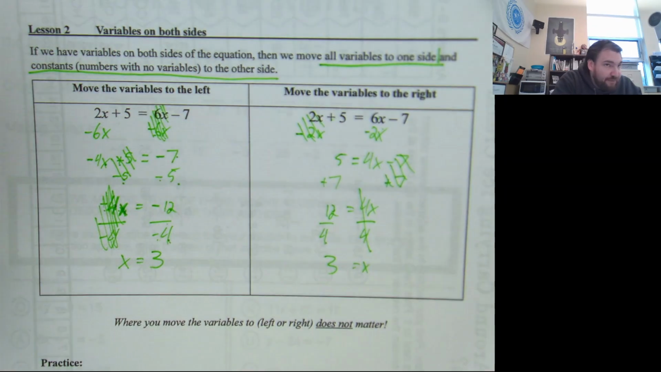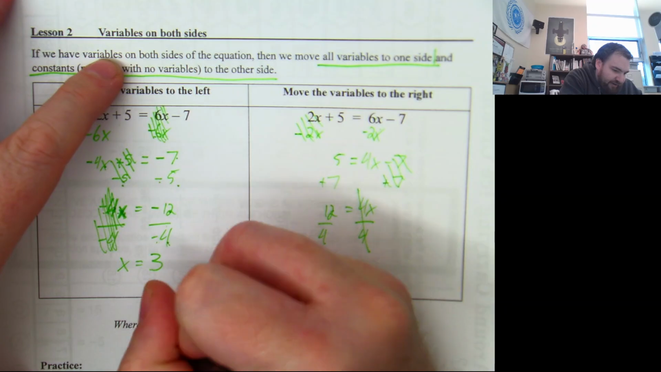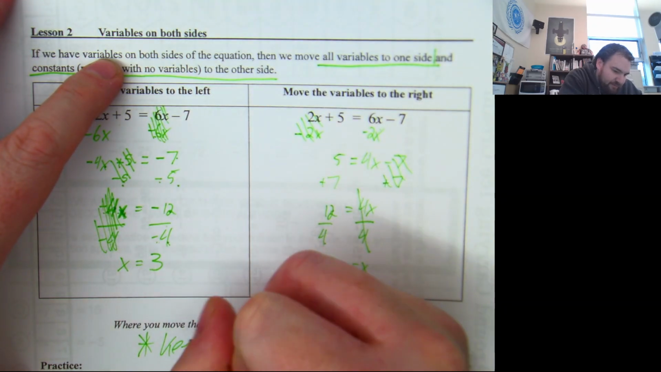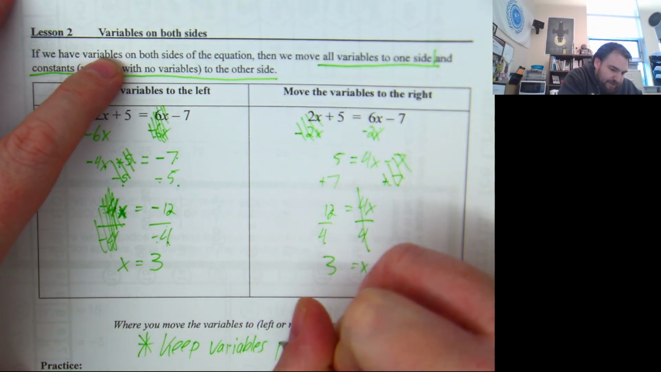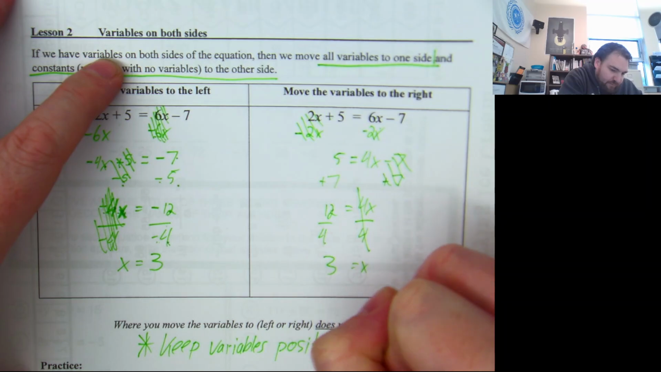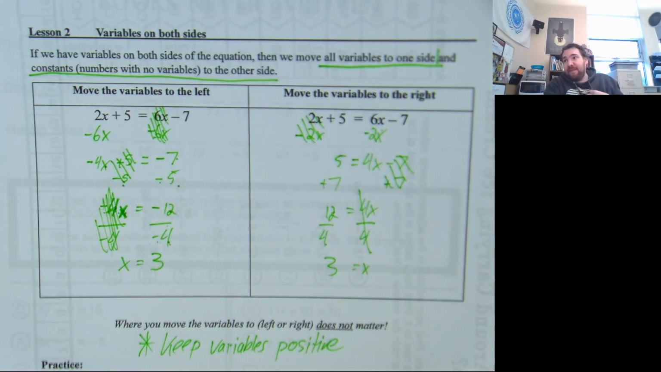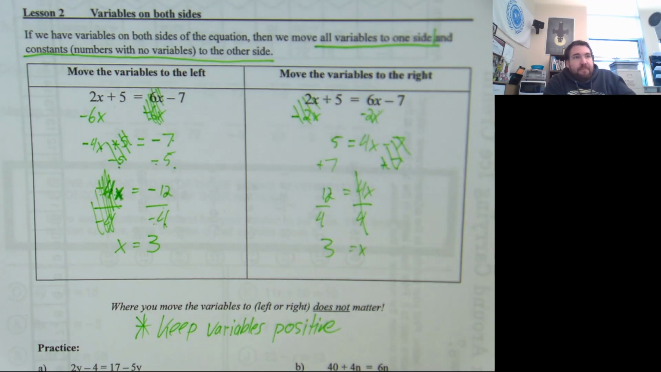So to make your life easier, avoid making variables negative. Big star here. Keep variables positive. Don't be negative, be positive. As much as humanly possible. In math, keep things positive.